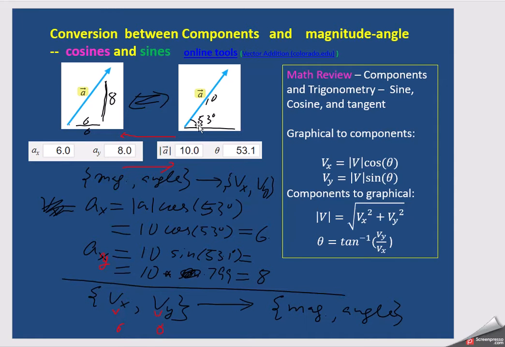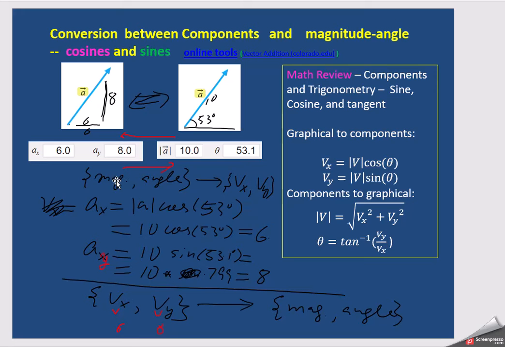So, for example, if you have this vector A, you can represent it by components, A_x and A_y. We can measure the components. We can also represent it by a magnitude and an angle. So today we converted between these two.